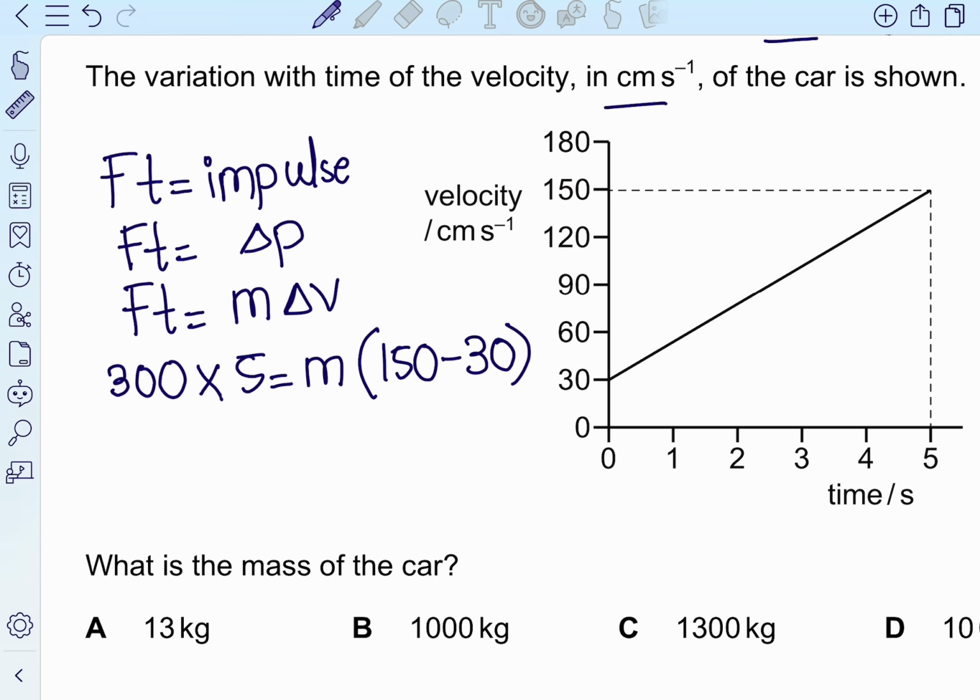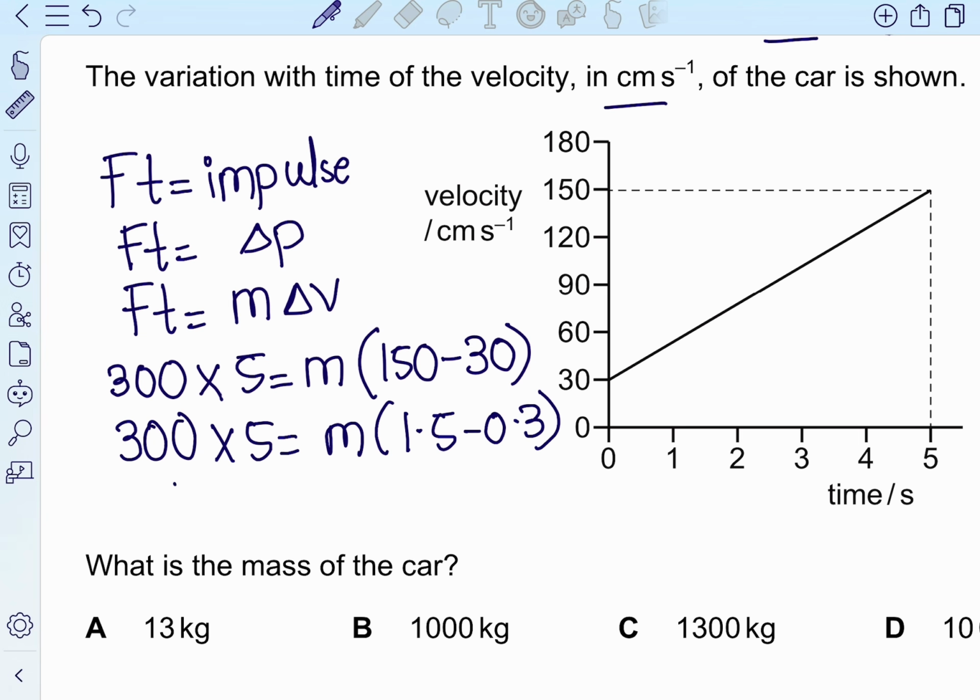But I cannot have my values in centimeters per second because the ideal unit is meters. So what I do is I will convert both of these to meters. 300 into 5 is the equivalent of m. 150 divided by 100 would be 1.5. 30 divided by 100 would be 0.3.